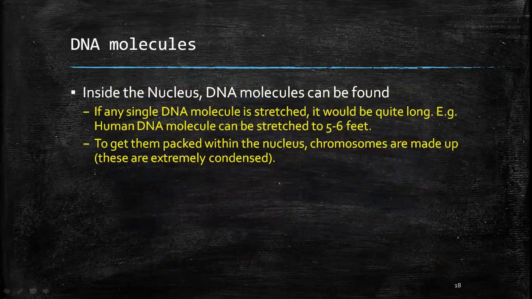Inside the nucleus, DNA molecules can be found. DNA stands for deoxyribonucleic acid. It is the hereditary material in humans and almost all other organisms. DNA is made up of molecules called nucleotides. Each nucleotide contains a phosphate group, a sugar group and a nitrogen base.